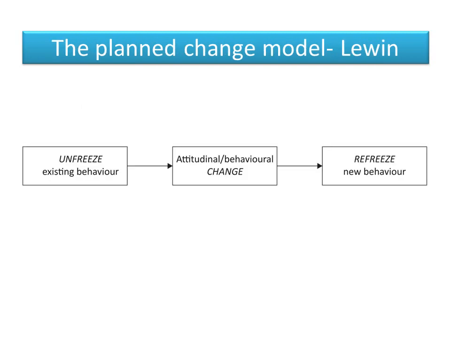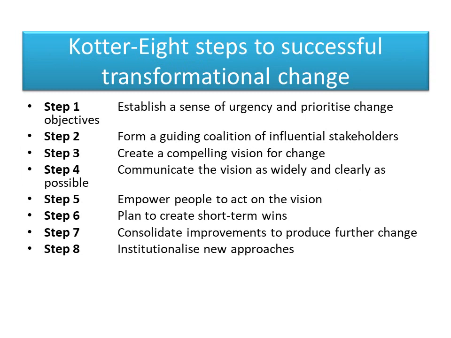Then the theories of change. The most popular model is the Lewin model, where you unfreeze the behaviour, you try and change behaviours, and then you try and lock it in. So this is a 3-step model. My model though, and I think the one more appropriate for your exams, is the Kotter 8-step model, where you establish urgency, prioritise change, form a coalition of stakeholders, create the vision, communicate it, empower, create quick wins, consolidate, institutionalise, go back to step 1.